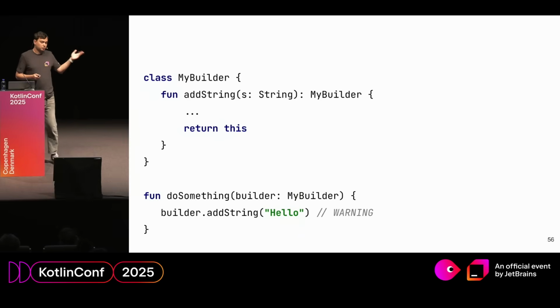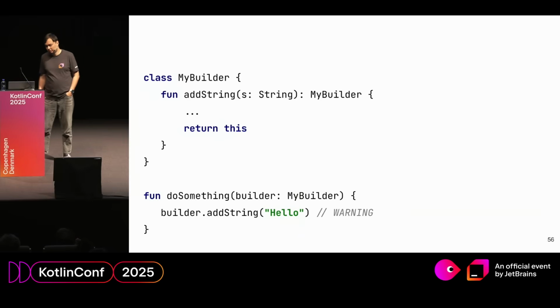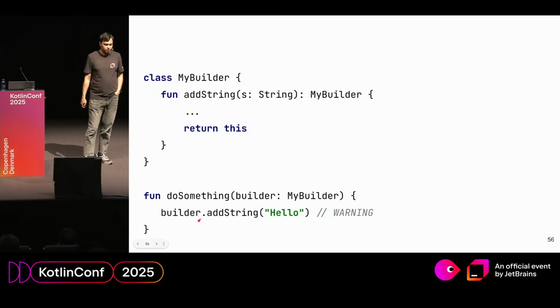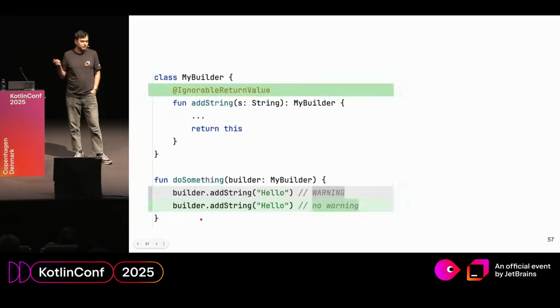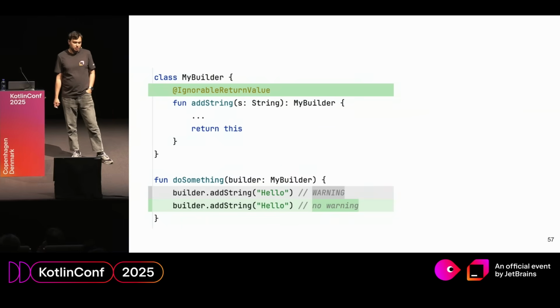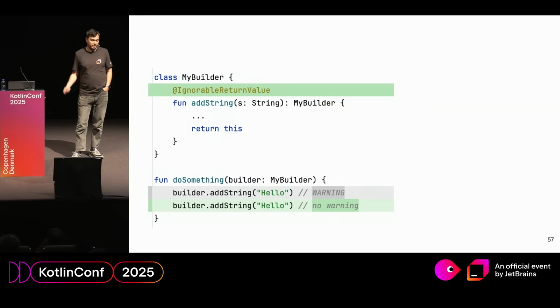For example, if you would have such a class as myBuilder with an addString function that returns this, you will get a warning here trying to call addString. And you can easily fix this just by adding a corresponding annotation, ignorable return value, on the addString function, and the warning is gone. Great.